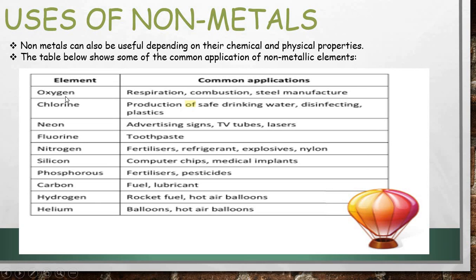The first non-metal element, oxygen. What is the common application? You have the respiration process, where you need oxygen to happen. Combustion is also a process that needs oxygen. Also steel manufacture. Chlorine is for the production of safe drinking water. Neon is for advertising signs, TV tubes, and lasers. Fluorine is for toothpaste. Nitrogen is for fertilizer, refrigerant, explosives, and nylon. Silicon is for computer chips and medical implants. Phosphorus is for fertilizer and pesticide. Carbon is for fuel and lubricant. Hydrogen is for rocket fuel and hot air balloons. Helium is for balloons.